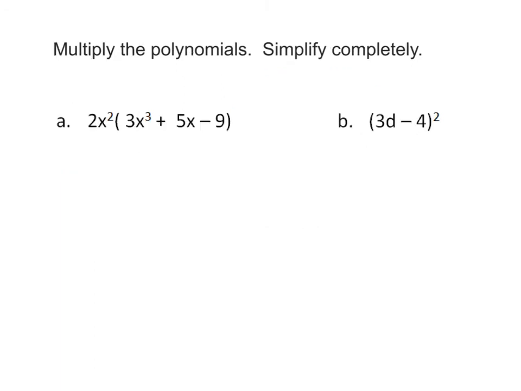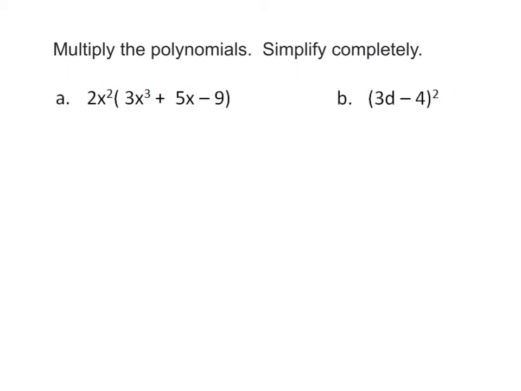All right, so the third operation we're going to look at is multiplying our polynomials. So this first example, example A, says 2x squared times the polynomial in the parentheses, which is 3x to the third plus 5x minus 9. What we need to do here is make sure that this 2x squared gets multiplied by every term in the parentheses. So you know of this as distributing.